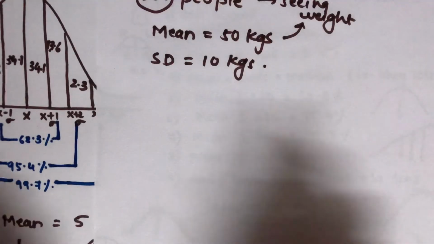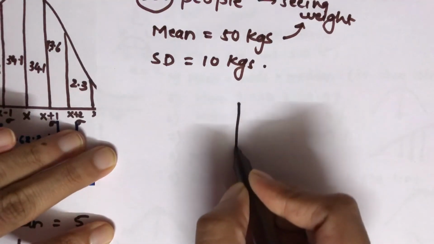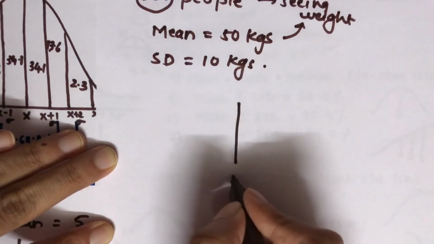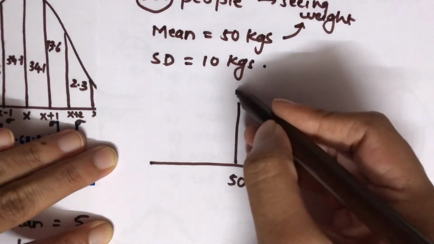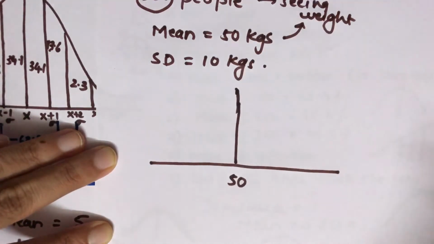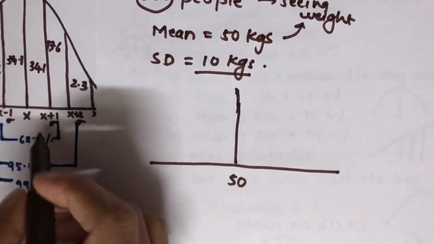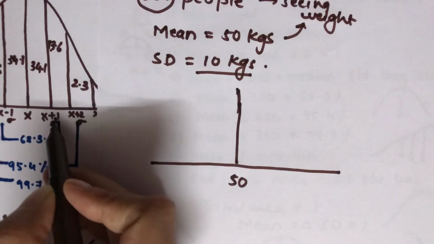Now according to this graph, we will draw this. The mean value is the center value. The mean, as we have seen, is 50. This is your x-axis. Then the standard deviation is 10. We have seen over here the standard deviation is 10. And in the formula, over here we have seen x plus 1 standard deviation.